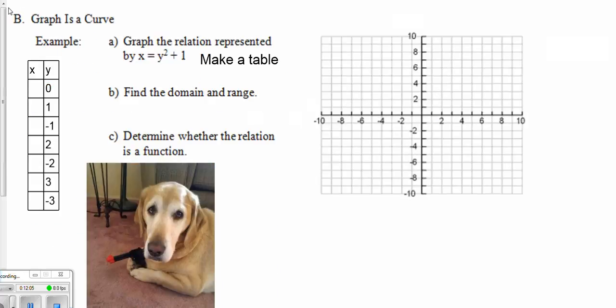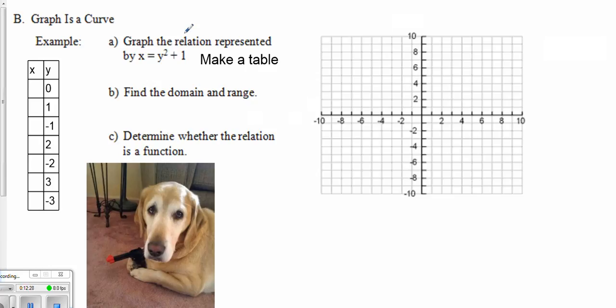Let's say our graph makes a curve though. Okay, so in this one we're going to graph the relation represented by x equals y squared plus 1. This one isn't as easy to graph yet. We will know how to do it later. But for right now, I'm going to tell you on ones like this, make a table. If there's a squared in there somewhere, make a table.